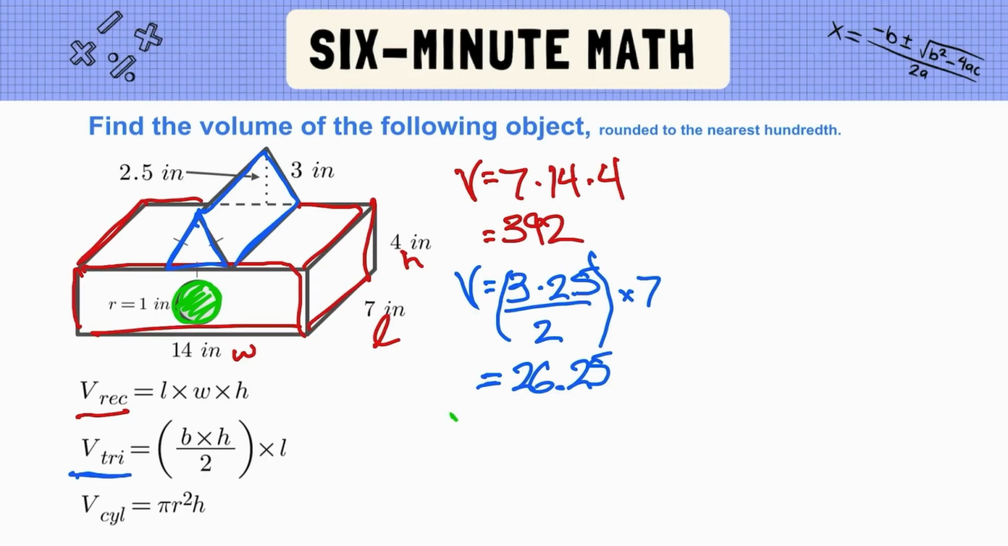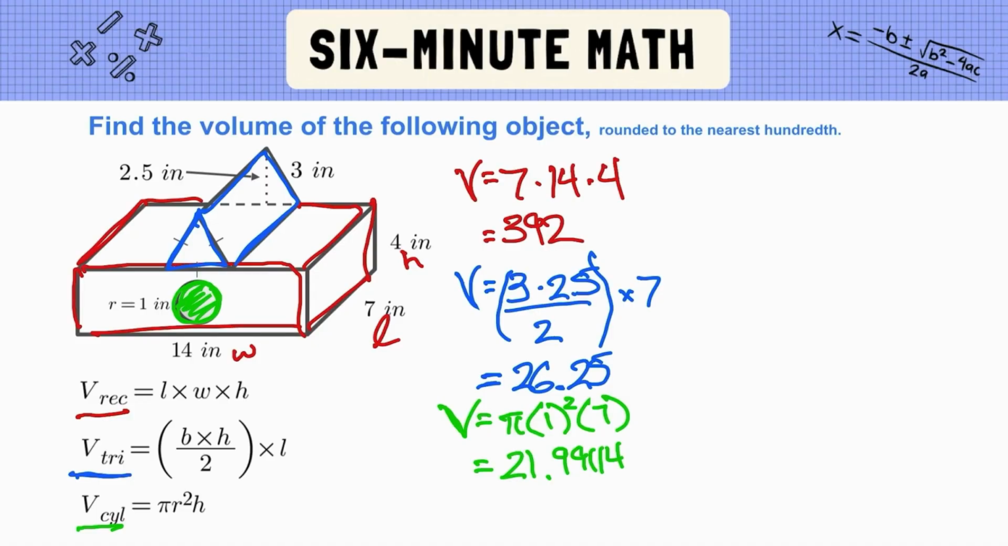Lastly, I have that volume of the cylinder here in green. So we have pi r squared. We have pi, our radius is 1 squared, times the length of that cylinder of 7, giving us a cylindrical volume of 21.99114.